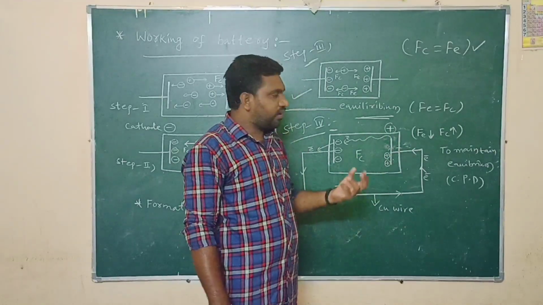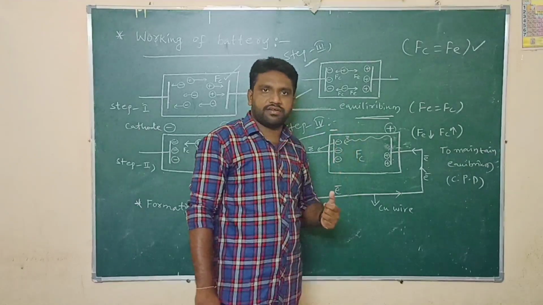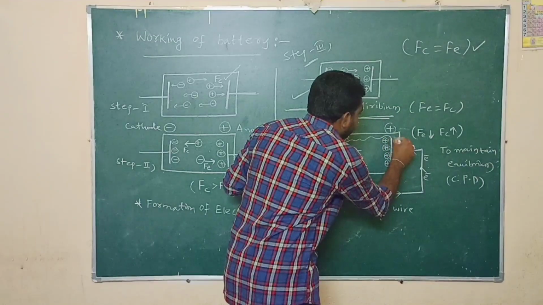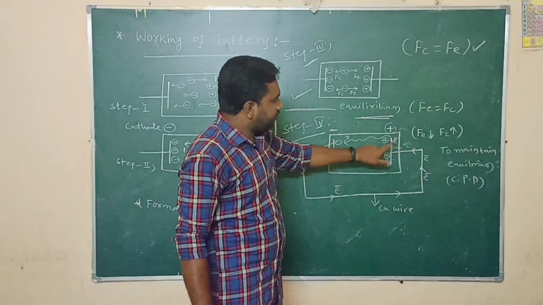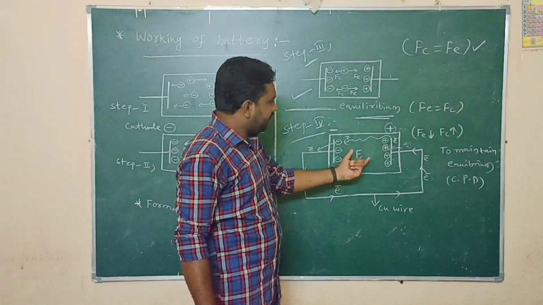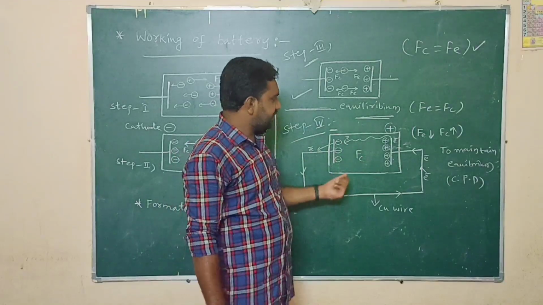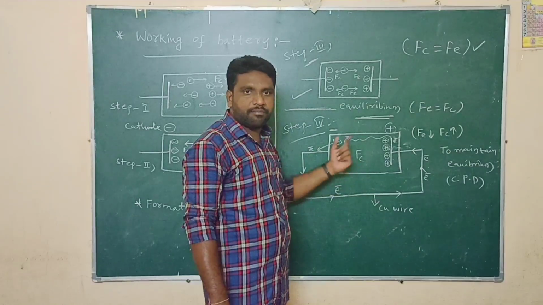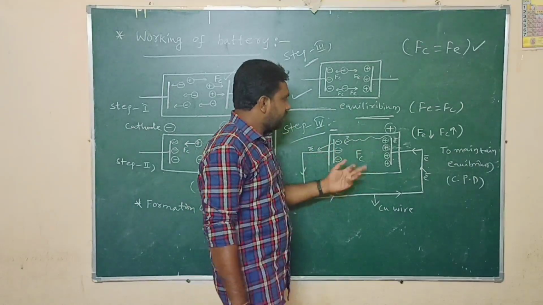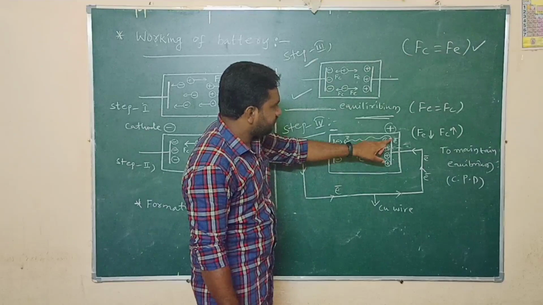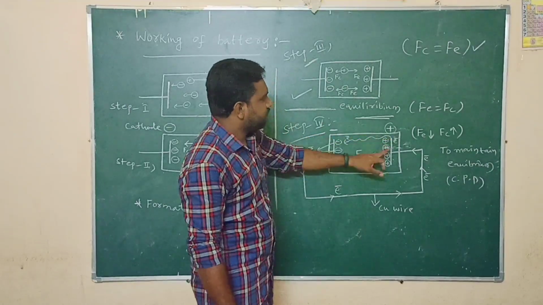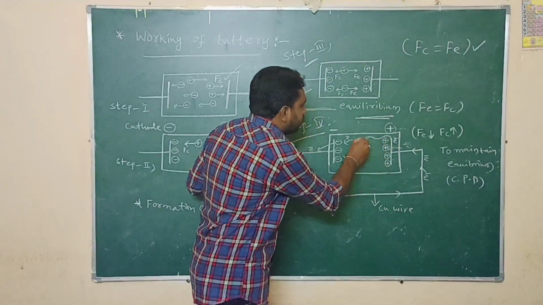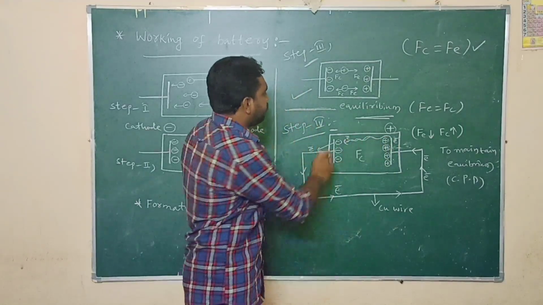So for that sake, what process takes place inside the battery? Once the free electron comes near the positive electrode, the chemical force which is present inside the battery comes into play, and what it will do here is shift the free electron from the anode to the negative electrode, the cathode.